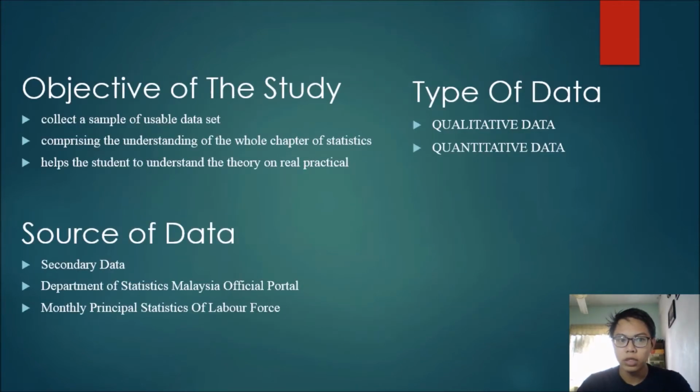The objective of our study is to collect a sample of usable data comprising the understanding of the whole chapter of statistics and to help students understand the theory in real practice. Our source of data consists of secondary data retrieved from the Department of Statistics Malaysia. The type of data involved in our research is qualitative data such as skilled workers, unskilled workers, and semi-skilled workers, and quantitative data, which is the number of employed and unemployed persons.